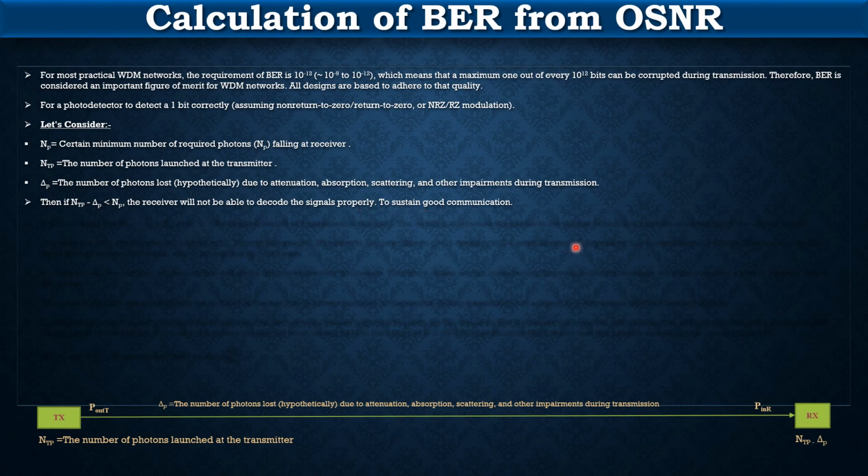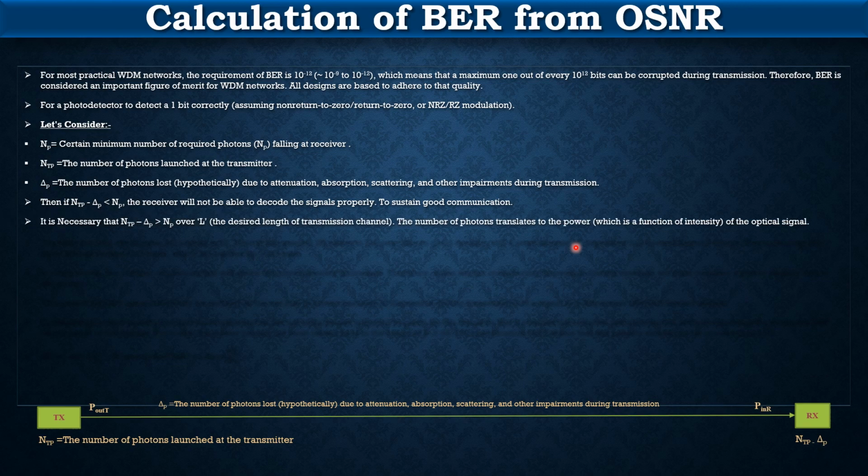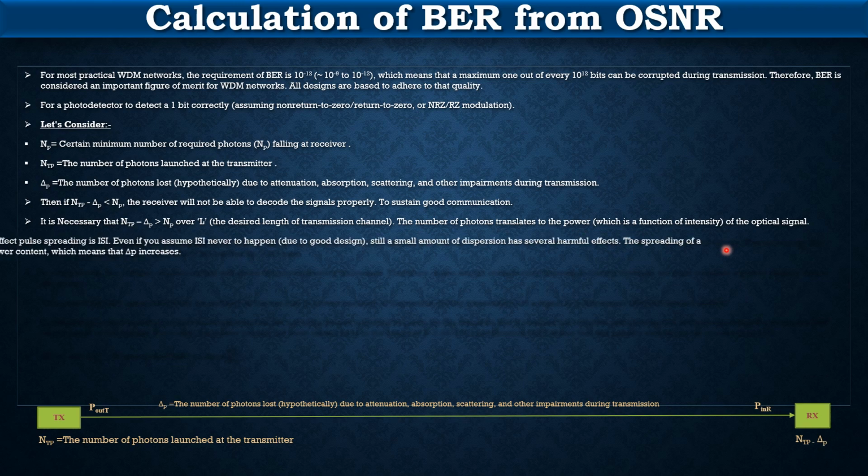To sustain good communication, it is necessary that NTP minus delta P is greater than NP. It means this NP is a certain minimum number of required photons at the receiver. So NTP minus delta P must be greater than NP, meaning the received number of photons must be greater than the minimum number of photons required over L, the distance of the communication channel. The number of photons translates to the power of the optical signal.